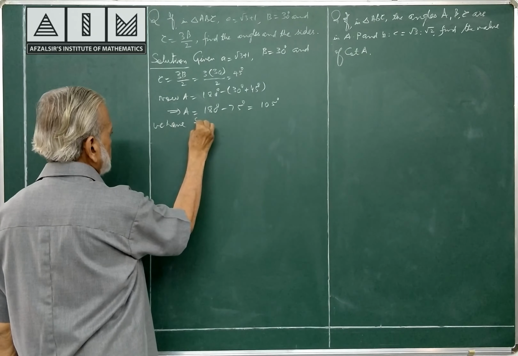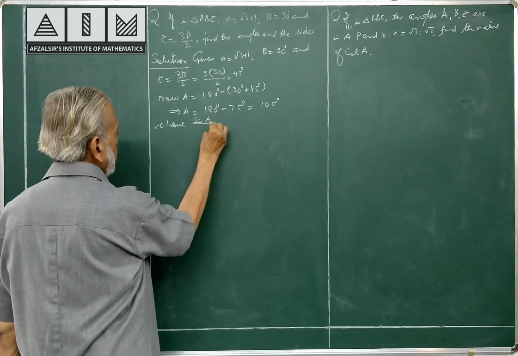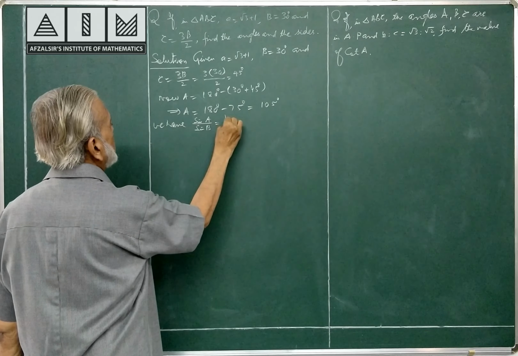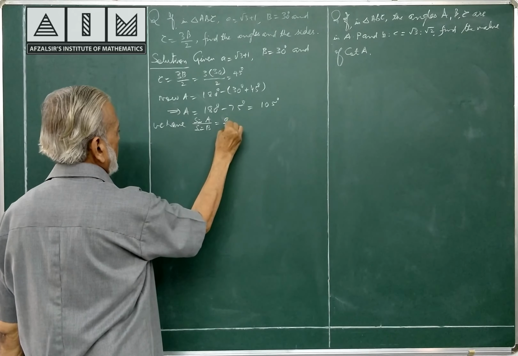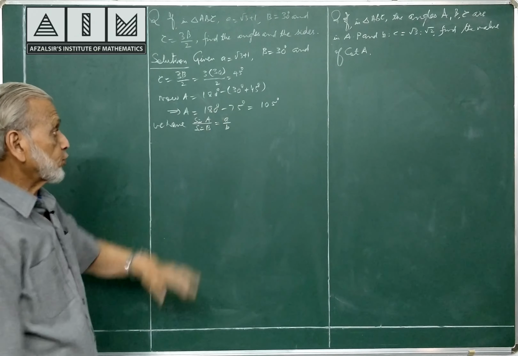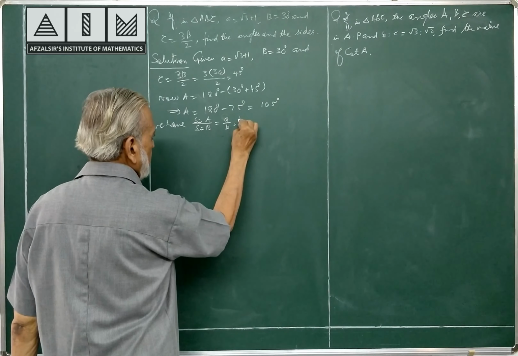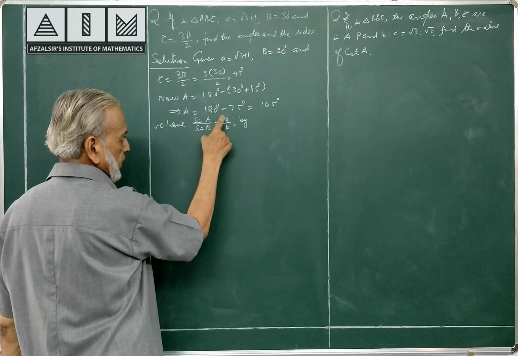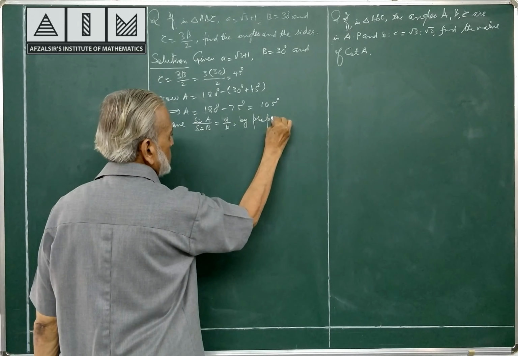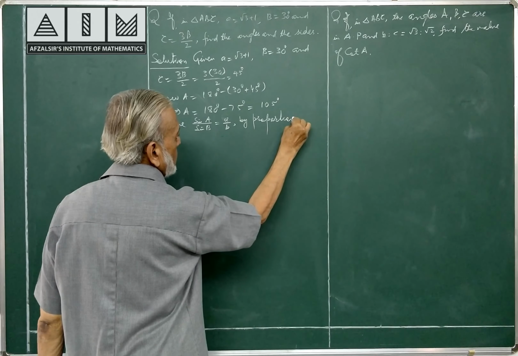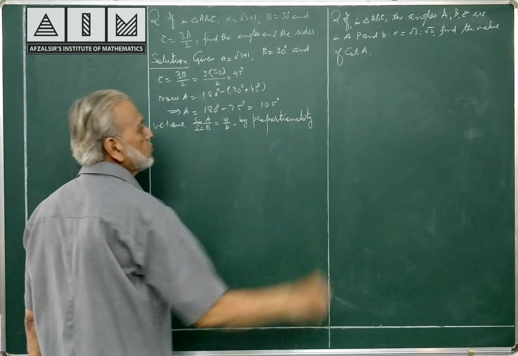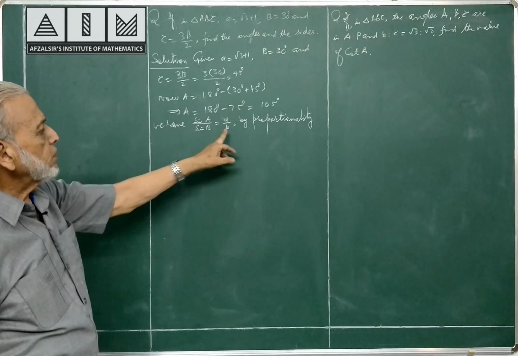We have by sine rule, sin A by a is equal to sin B by b is equal to sin C by c. Sin A by sin B is a by b by proportionality. Once again I want to write here, don't mistake, the value of sin A is written, the value of sin B is written. Sin A by sin B is equal to a by b.